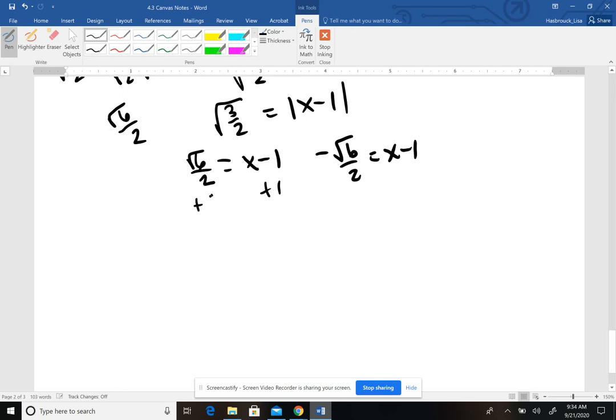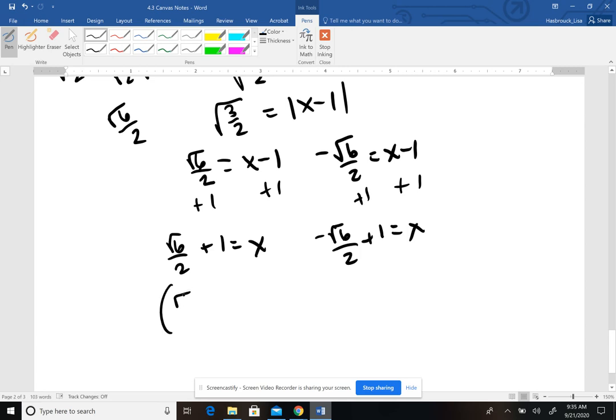Then I'm going to add 1 to both sides. So I get square root of 6 over 2 plus 1 equals x. Negative square root of 6 over 2 plus 1 equals x. So as x-intercepts, it's root 6 over 2 plus 1 comma 0, and negative root 6 over 2 plus 1 comma 0. And that's it.